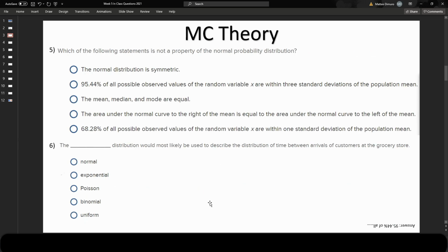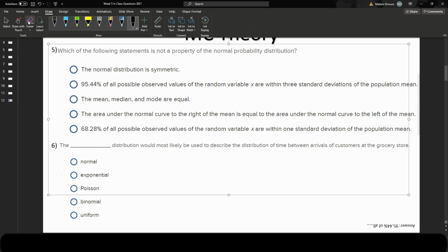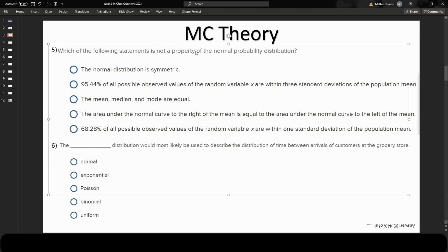Alright, a little bit more theory here. So which of the following statements is not, oh, I keep losing my pen. It's going to drive me mental. Okay, so is not a property of the normal probability distribution.